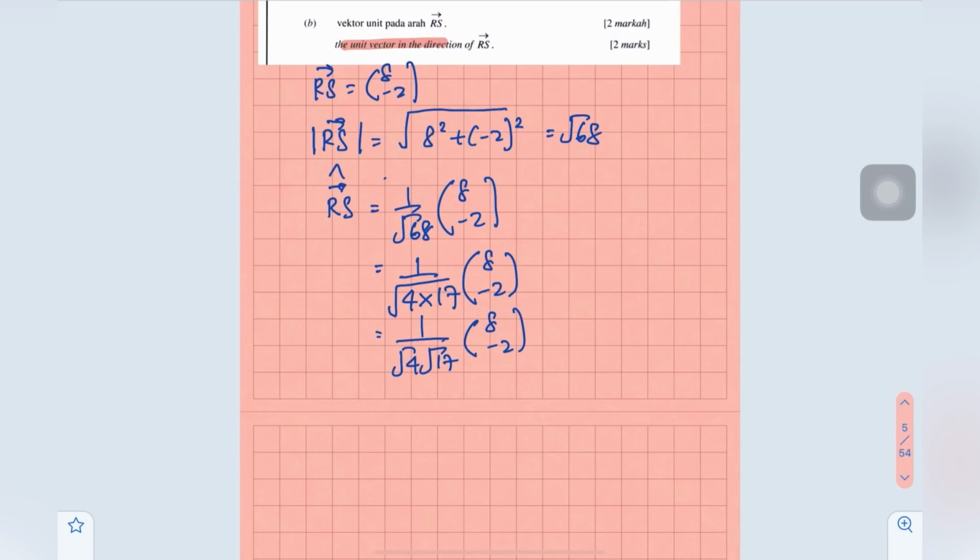8, negative 2. So, this one, square root 4, square root 17. Okay, square root 4 is 2. So, square root 17, 8, negative 2. So, boleh kecilkan lah. Sifir 2. 2 kali 1, 2 kali 4 and negative 1. Kalau tak ada kelas Swiss, kena kira macam ni. Okay, this is the final answer.